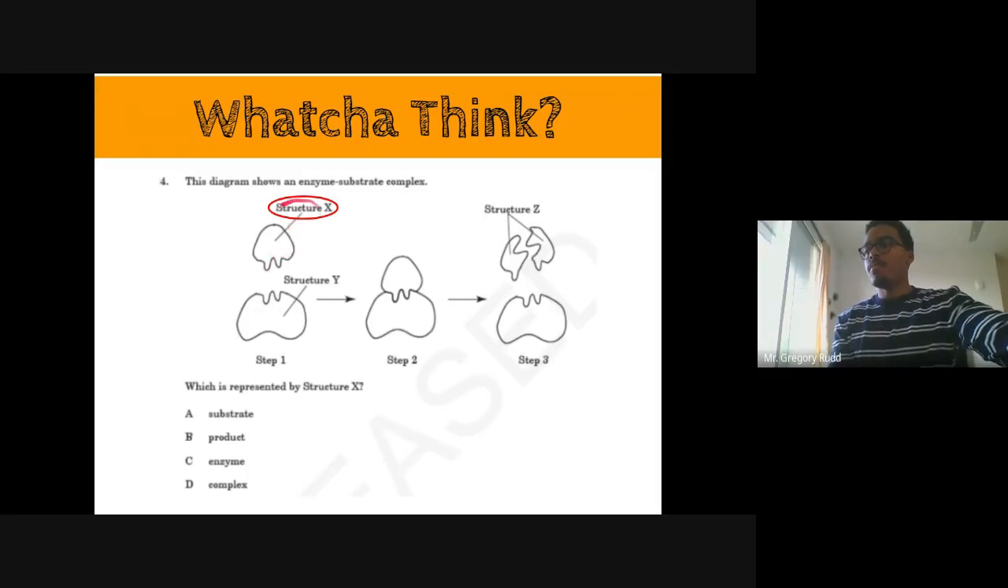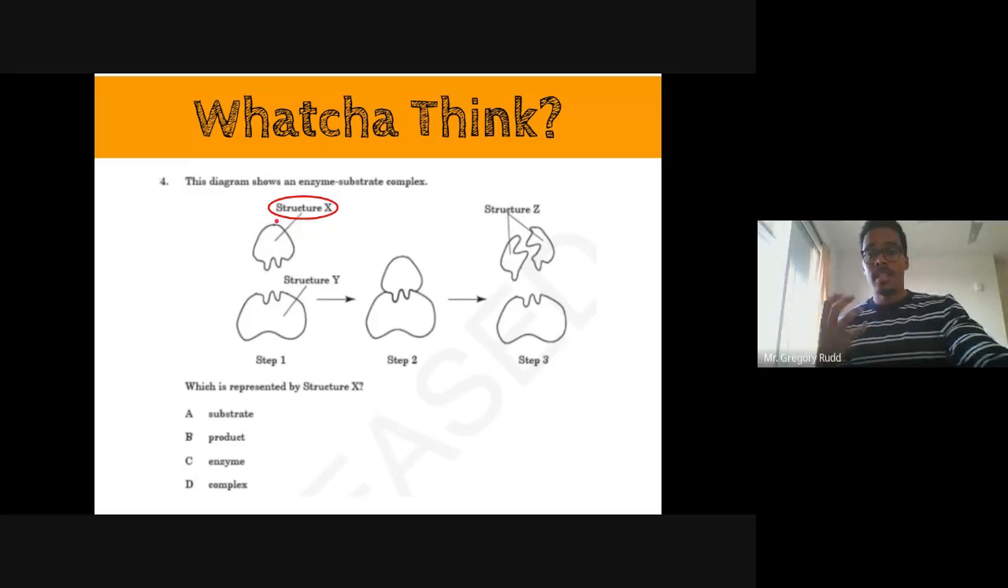So how do we know? Well, we know because that's what we start off with. The substrate is your original reactant. It's what you start off with. Nothing happens to it in the beginning. But as it goes through the reaction, we see something happen to it. It gets digested. It gets broken down. So let me ask you another question. What is represented by structure Y here?